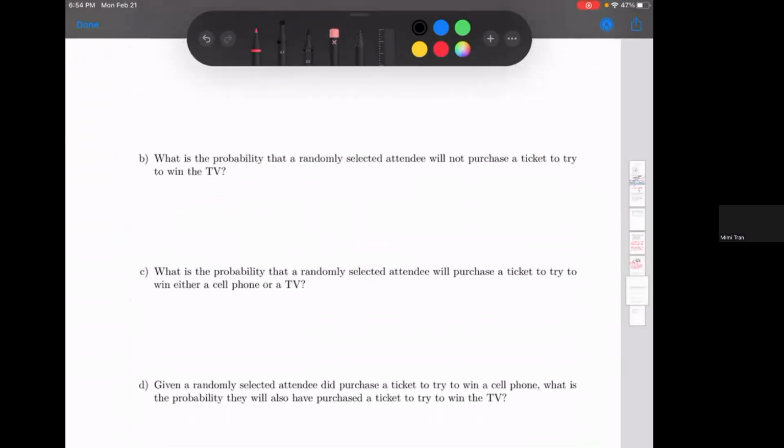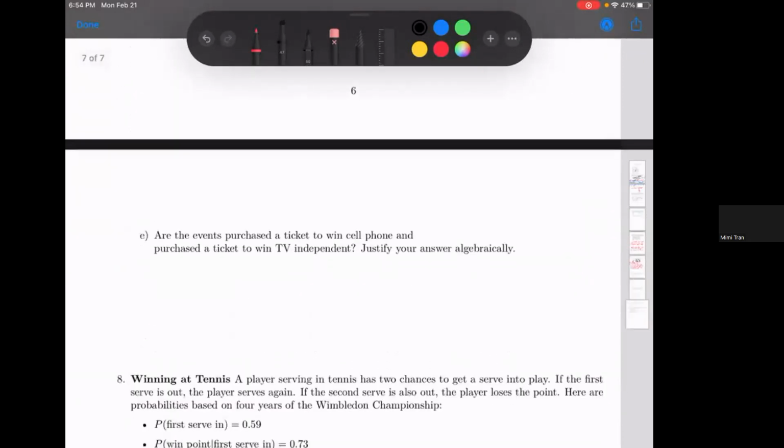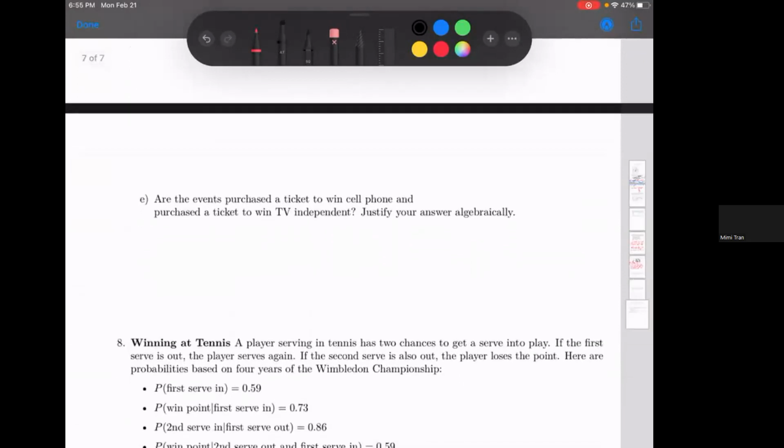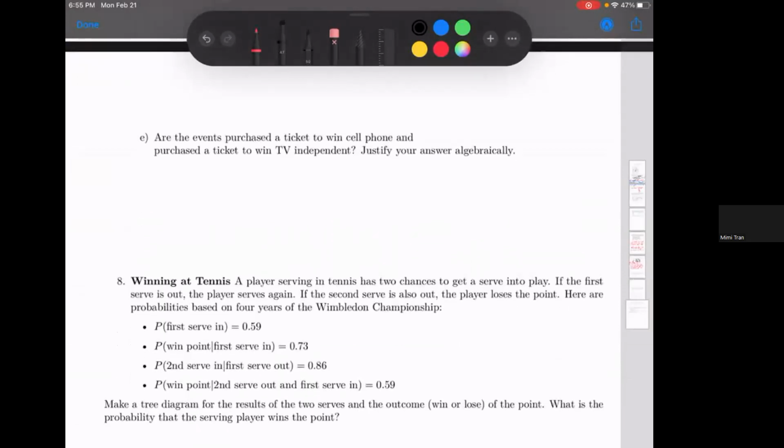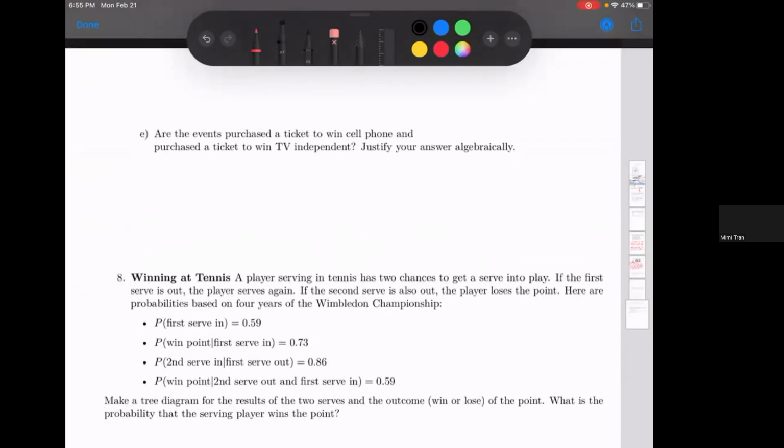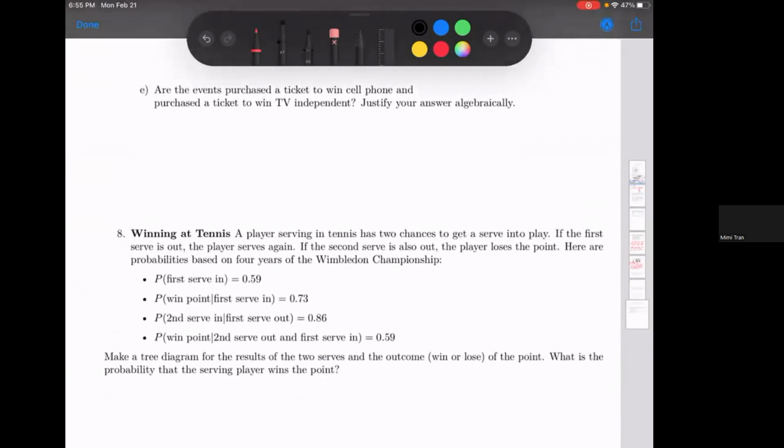Number 7, you do it yourself. If I have time, I'll come back. But let me remind you this. In addition, to be able to prove two events are independent, you should know how to prove two events are disjoint. If you ask me, disjoint is easier than independent.